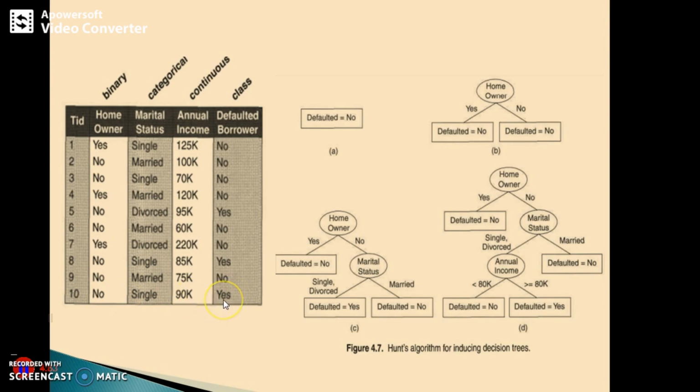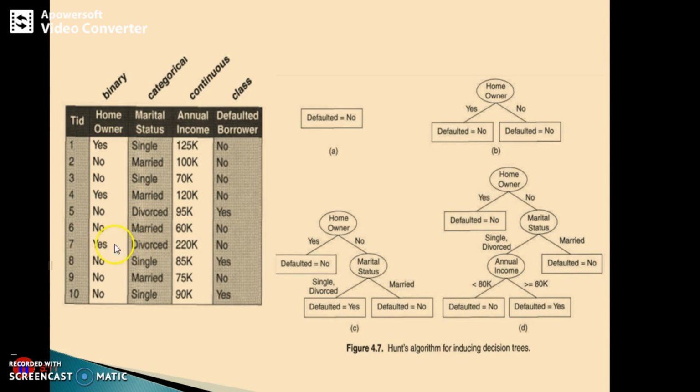Majority is class yes here, remember this. And then we'll go to this divorced. Homeowner is equal to no and marital status is divorced. So homeowner is equal to no, yes, fifth record. Marital status is divorced, class became yes, count is 1.